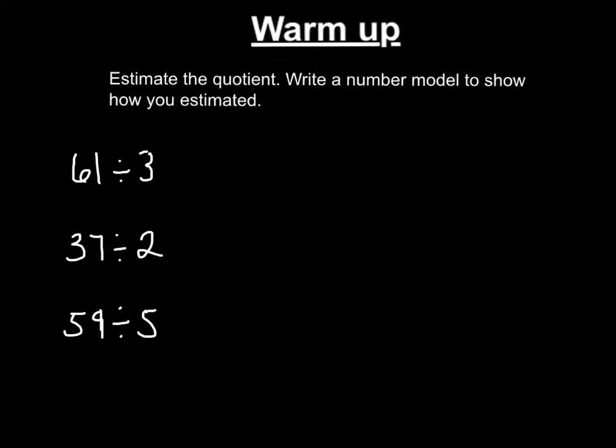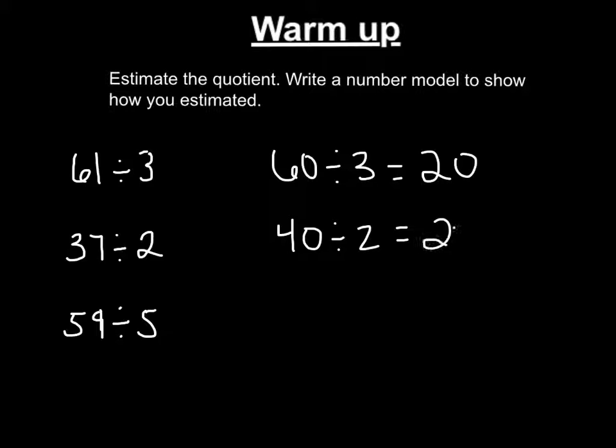For the first one, we could change 61 to 60 and divide it by 3 and we'd get 20. We could change 37 to 40, divided by 2 would get 20. And we could change 59 to 60, divided by 5, and we would get 12. Go ahead and erase your boards and we'll get started on the next set.